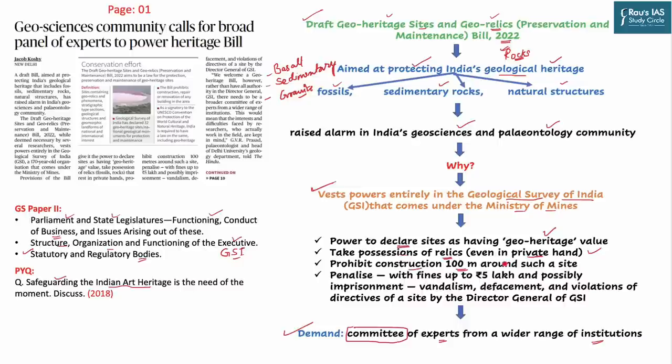It also prohibits construction in any form within 100 meters around a particular site to make it more protected. And lastly, it also penalizes with a fine of up to 5 lakh rupees or even possible imprisonment for vandalism, defacement, or violation of the directions given by the Director General of GSI. Now the question arises: what are these sites, why are they important, and what could be the possible benefit of bringing such legislation?